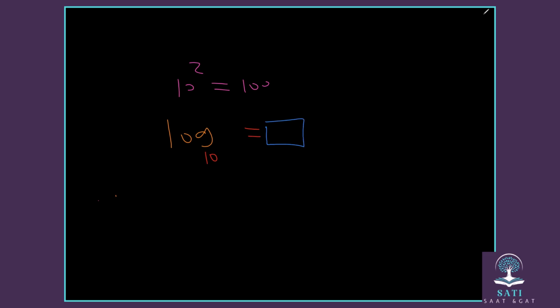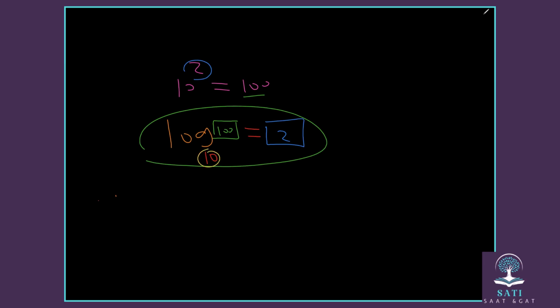Good. Then I write here the power. What is the power here? The power is 2, so you write it here. And in this place, you write the result. What is the result here? 100, you write it here. So when you find log, that means you have base, you have power here, and you have result here. Keep that in mind. So this is the base, and this is the power, and this is the what? The result.